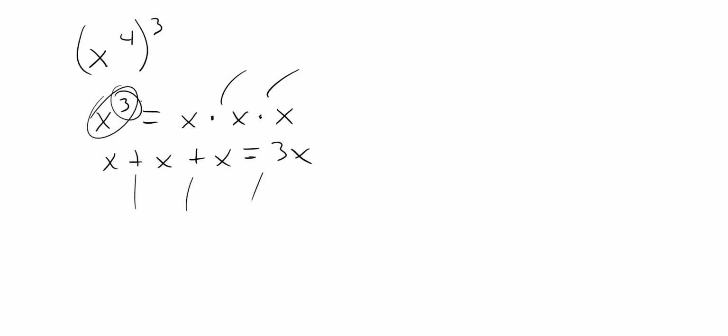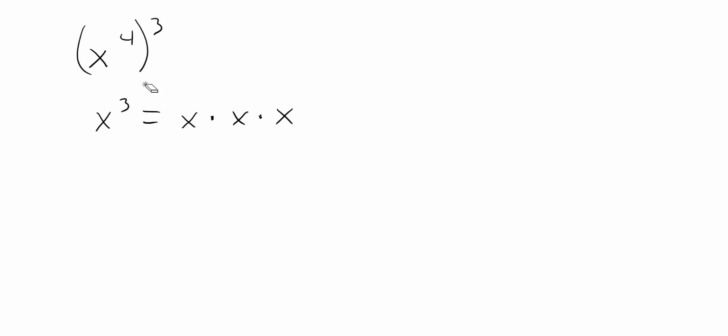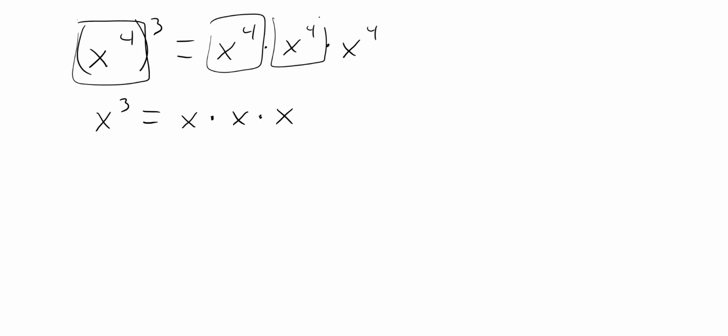All right, so let me erase this part here. Do you guys agree I could write this? X to the 4th cubed is writing x to the 4th 3 times. Right? That's this cubed. So here it is. This times this times this. Okay? So, and remember when you multiply, what do you do with the exponents? You add them together. So 4 plus 4 plus 4 is 12. So that's x to the 12th.